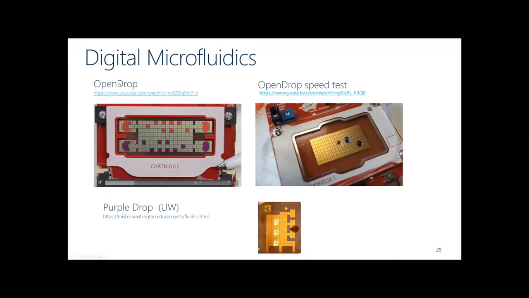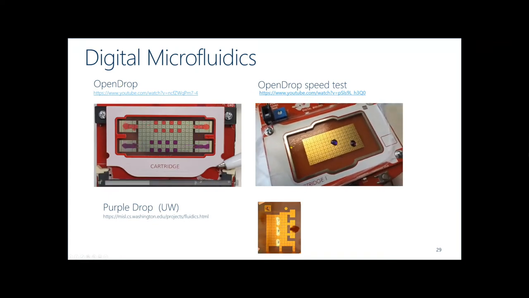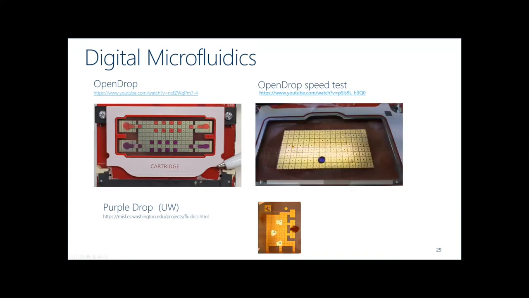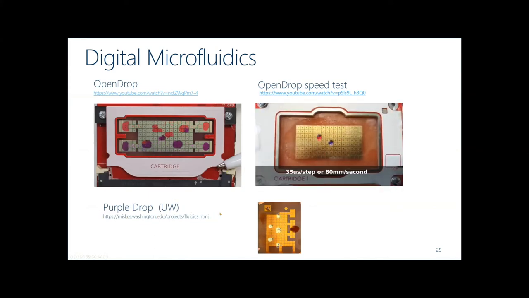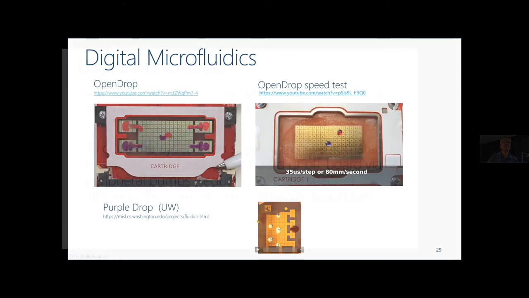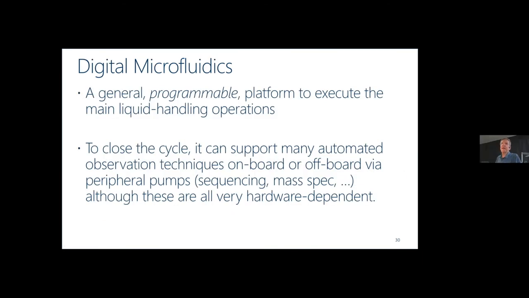And you have OpenDrop, an open source implementation of this. You can download the hardware schematics and build it yourself. And UW has its own version called PurpleDrop. So digital microfluidics is very nice because it's a general programmable platform to execute all the main liquid handling operations. And you can also couple it with external equipment.